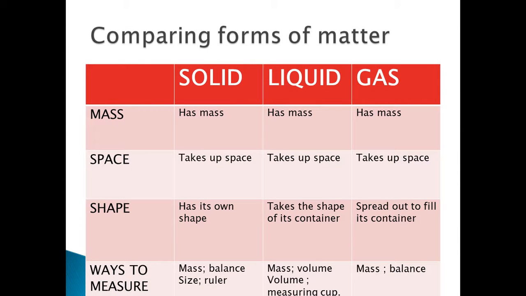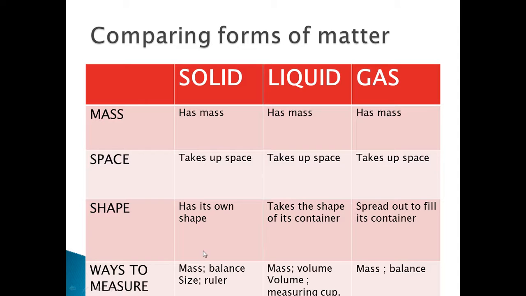So, we can compare solid, liquid, and gas. Mass and space in the three states are alike. All of them have mass, and all of them take up space. Solid has mass, liquid has mass, gas has mass, and all of them also take up space. As for shape, solid is the only state of matter that has its own shape.